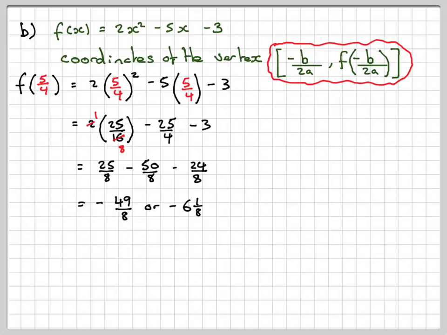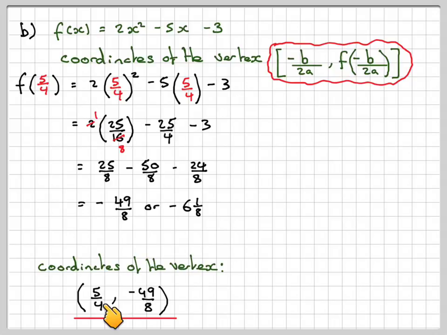So we can write that as minus 6 and 1/8. That's 8 into 49 is 6, remainder 1 over 8. So the coordinates of the vertex is 5 over 4, minus 49 over 8, or we could write it as 1 and 1/4, minus 6 and 1/8. Now we're asked to actually verify this using our GDC.